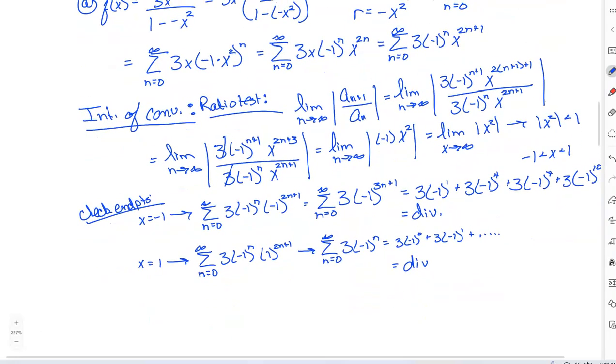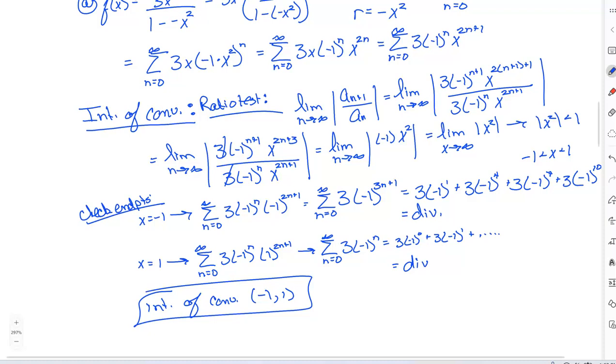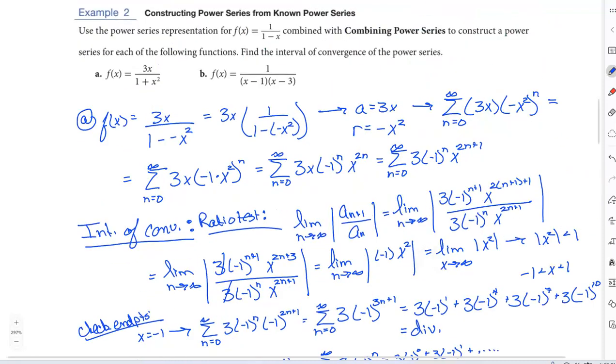So my interval of convergence is from negative 1 to 1, not including the endpoints. Now let's look at the second one. We're looking at f of x equals 1 over x minus 1 times x minus 3. Let's see if we can use partial fractions on this. So this is a over x minus 1 plus b over x minus 3.